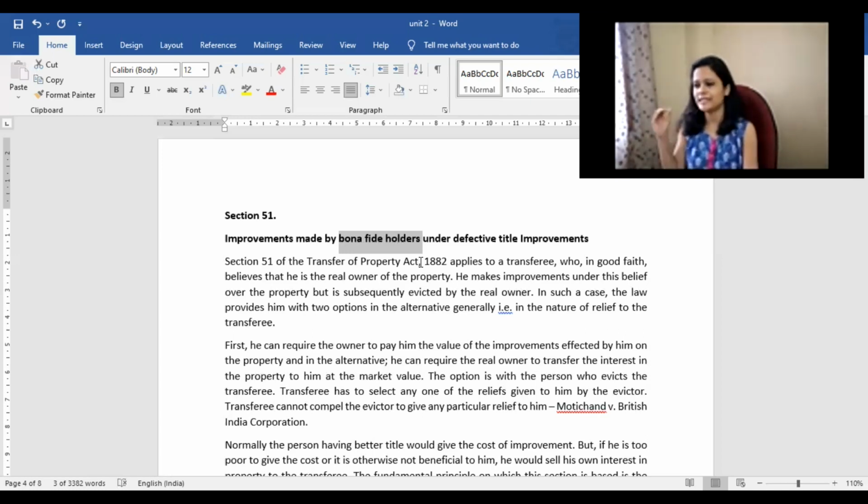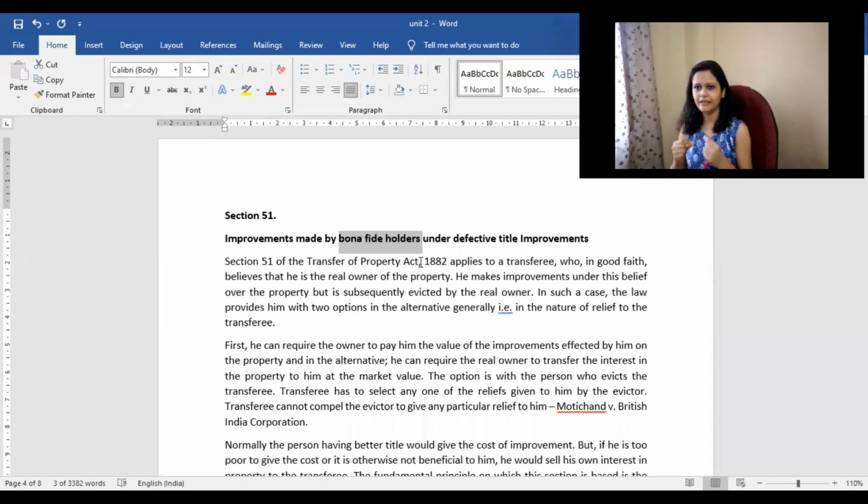Okay, but when we say bona fide holder, that means it's not like one day I saw in my dream that this property belongs to me, so I just thought that yes, this property belongs to me. When I say bona fide holder, I should be having some points to prove that this is the reason why I thought that this property belongs to me, right? So there should be genuine enough reasons or grounds for me to believe it.